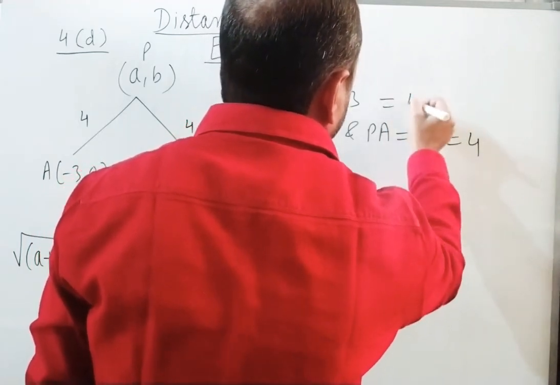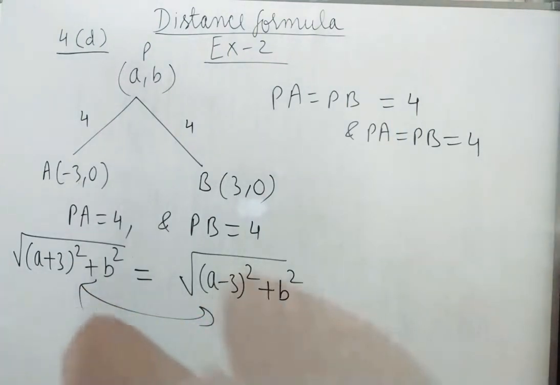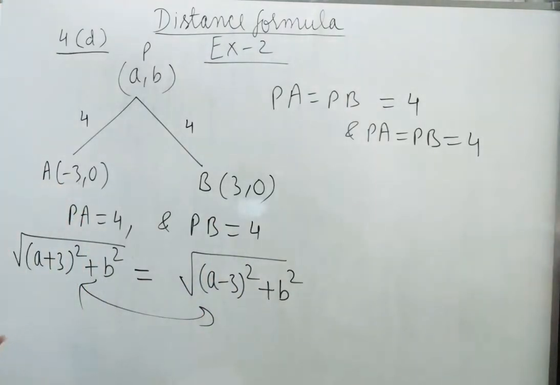We can have two equations. What? One is PA is equal to PB and another one means we can take any one of the two as 4, PA or PB. So first we are equating. When you equate, what will come?